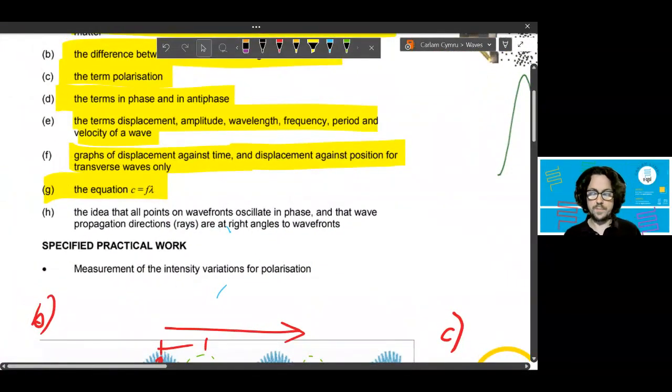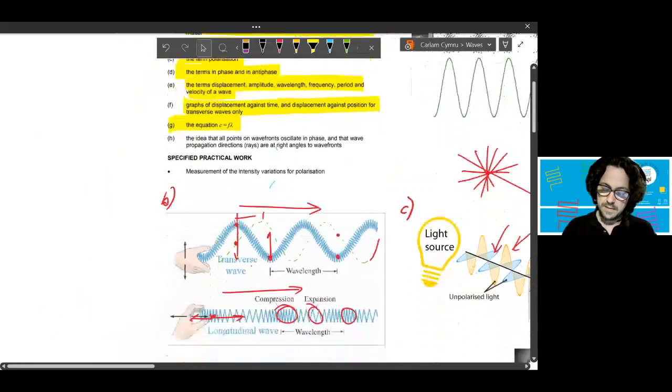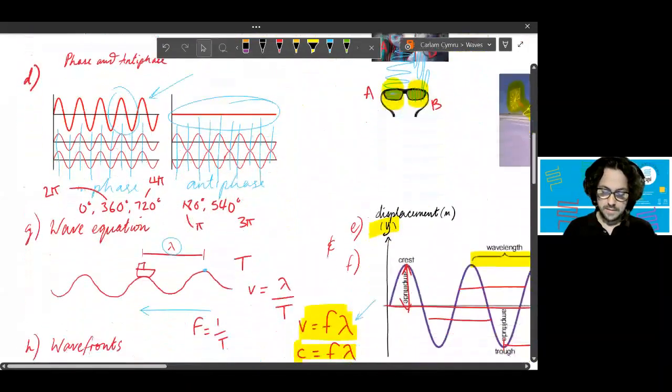So we've done point G. Now, point H, the idea that all points on wavefronts oscillate in phase and that wave propagation directions, rays, are at right angles to wavefronts. What does that mean, Mr. Ridd? I'm glad you asked.